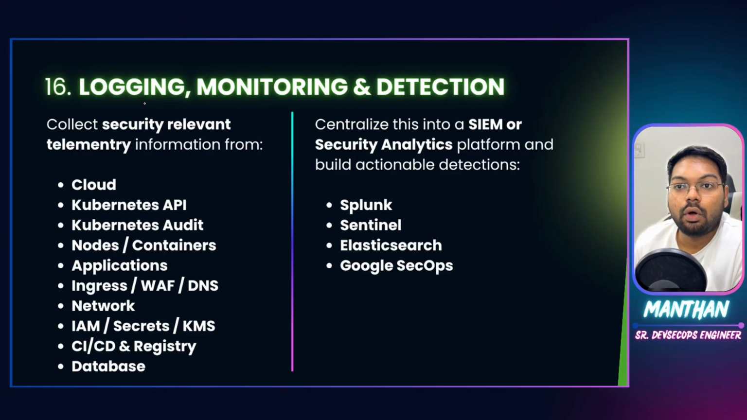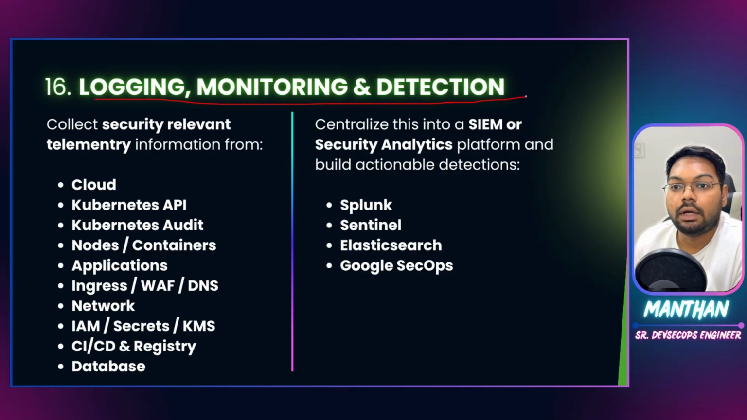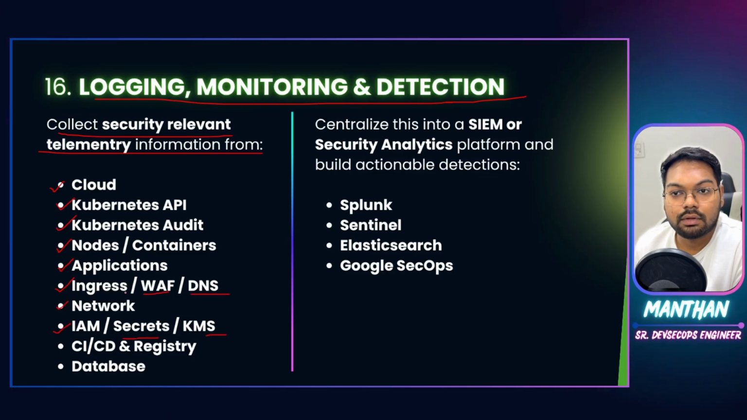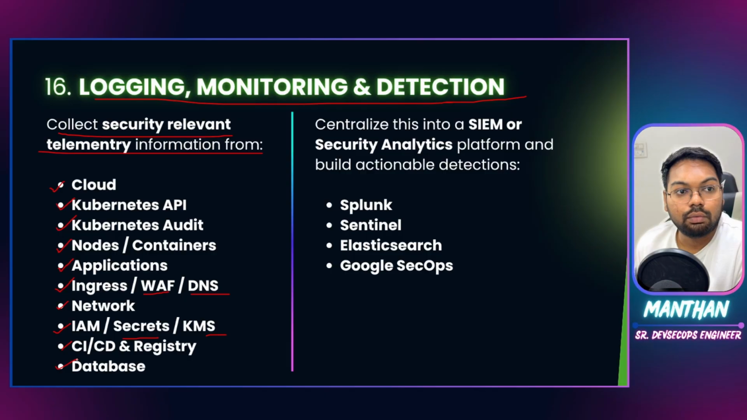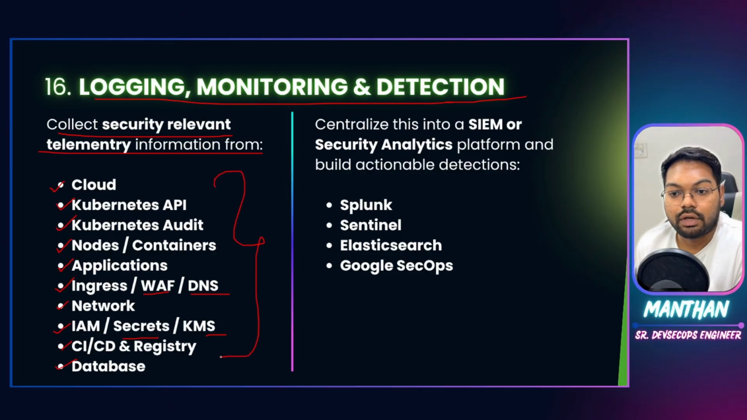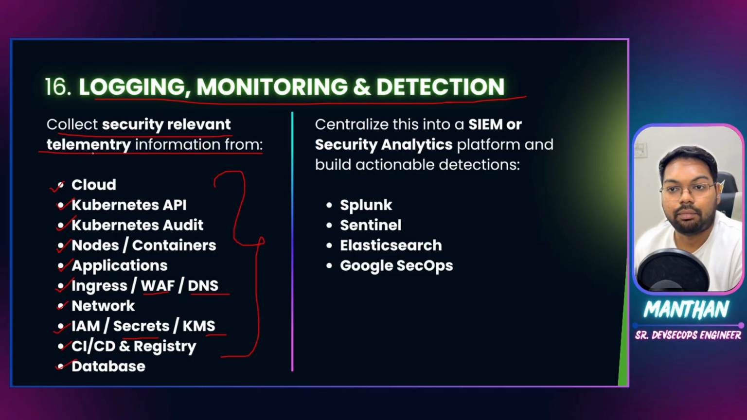So then comes logging and monitoring and detection of all of these things. Collect security relevant telemetry information from where? From cloud, K8s APIs, audit logs, nodes and containers, applications, ingress, web application firewalls or DNS, then networks, then IAM, secrets or KMS, and then CI/CD and registry, and then databases. So these are the places that you need to check for security relevant telemetry information.